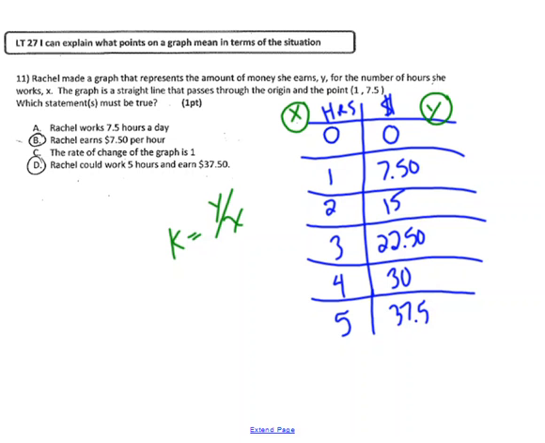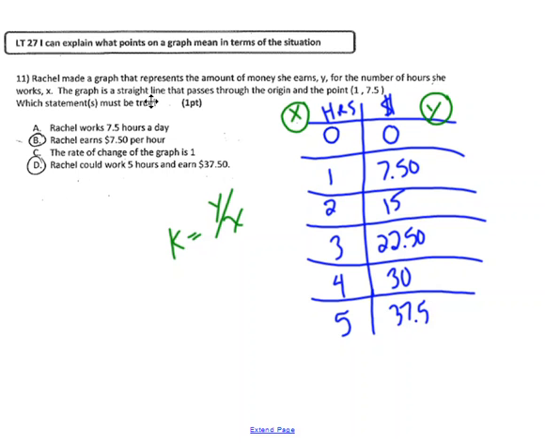And if you look at this problem here, Rachel made a graph that represents the amount of money she earns and the number of hours she works. The graph is a straight line that passes through the origin, 0, 0, and the point, 1, 7.5. So I went ahead and made a table here, and you can see that for 0 hours, she makes $0. But for 1 hour, she makes $7.50. And that amount just keeps going up $7.50 for each hour. So you can see here the other values for 2, 3, 4, and 5 hours. Now that's just helpful because I'll refer to it in a moment.